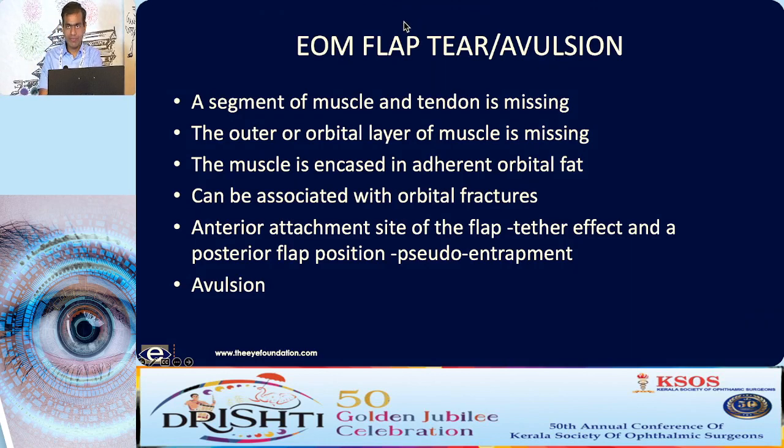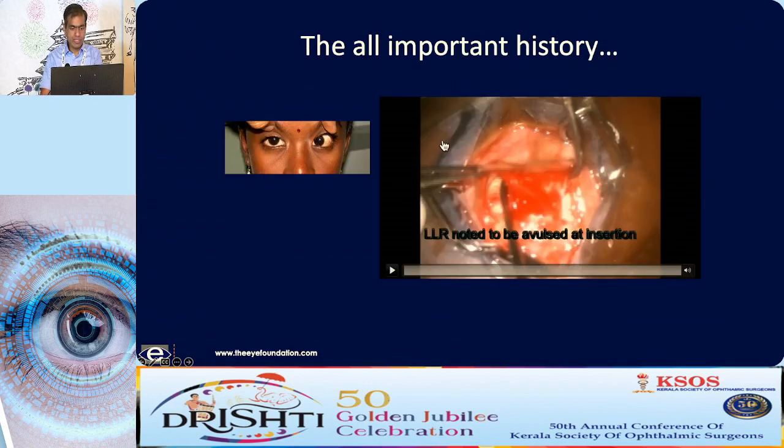Okay, so I'll first start with a flap tear. A flap tear is essentially a part of the muscle getting injured. You know that an extraocular muscle has got two layers, an orbital layer and a global layer. So one of these could be injured, or a segment of the muscle could be injured and only a thin part could remain there, and could be associated with orbital fractures. So these are the various possibilities.